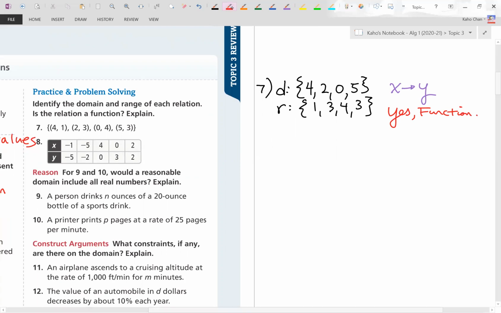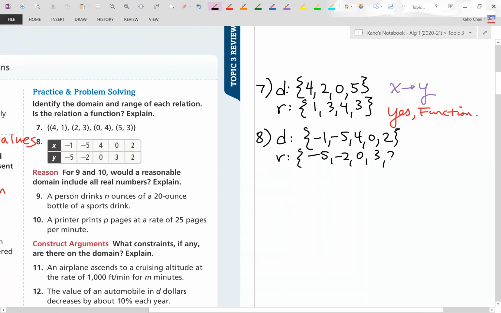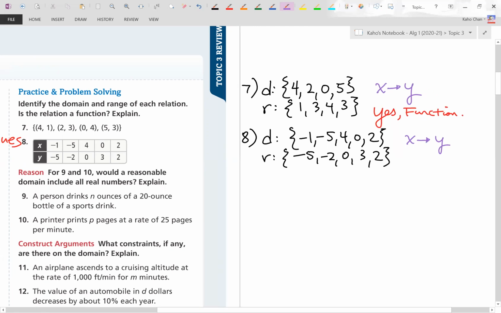How about number 8? Let's deal with that. We have 5 pairs of numbers in this case. My set notation here will include the first row of that table. Pretty easy, it's all there for me to jot down. The range will be the second row. And that's it. Take a look at your x values there: -1, -5, 4, 0, 2. Nothing is repeated there. So yes, every x value does connect to one single y value. So this is also a function as well.